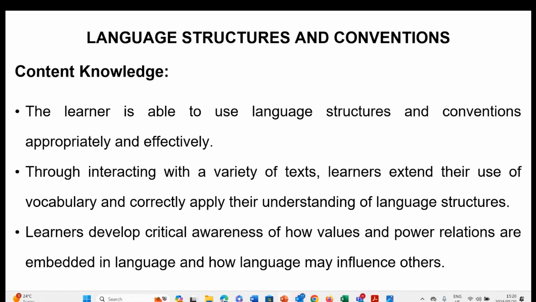It enables learners to develop critical awareness of how values and power relationships are embedded in language and how language may influence others.